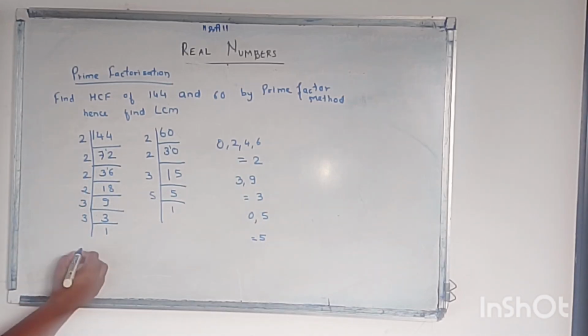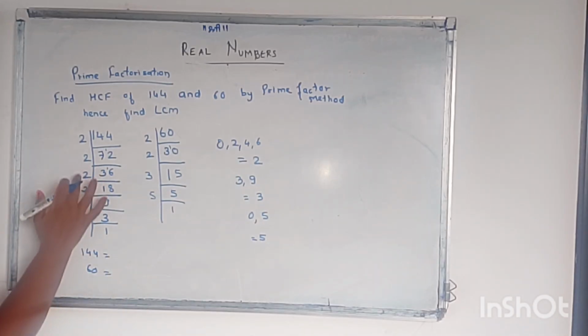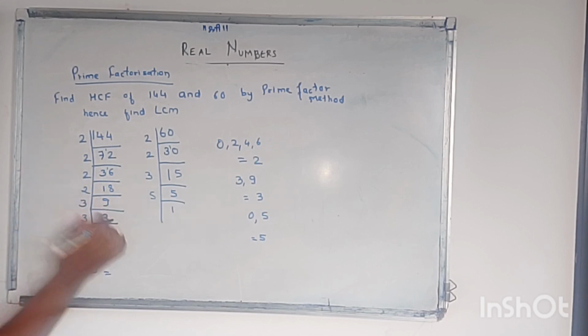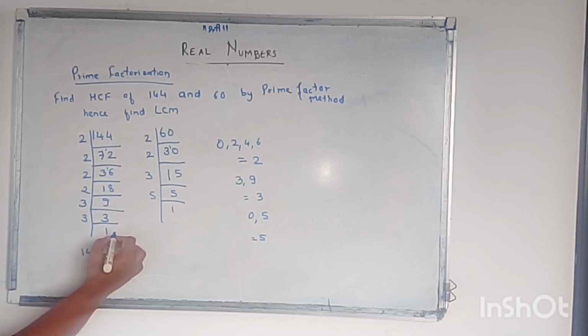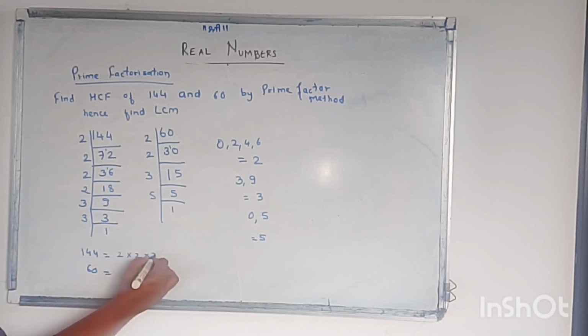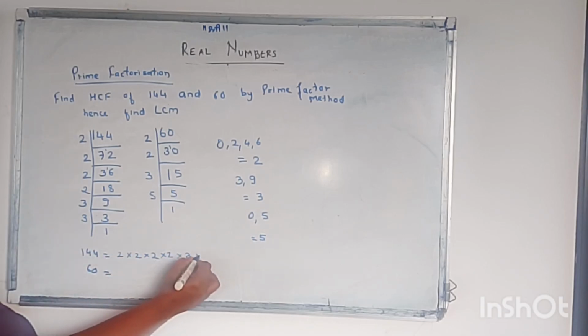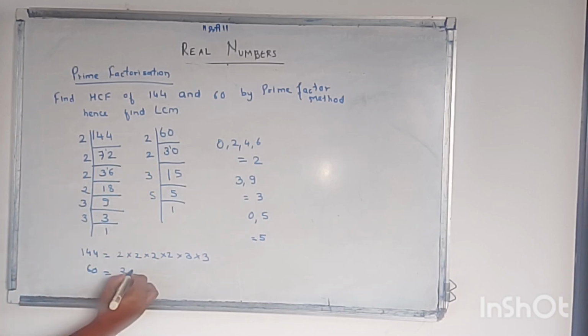So what are the factors for 144 and 60? 2 2 2, 1 2 3 4. 1 2 3 4 3 3. Here 1 2 3 5.